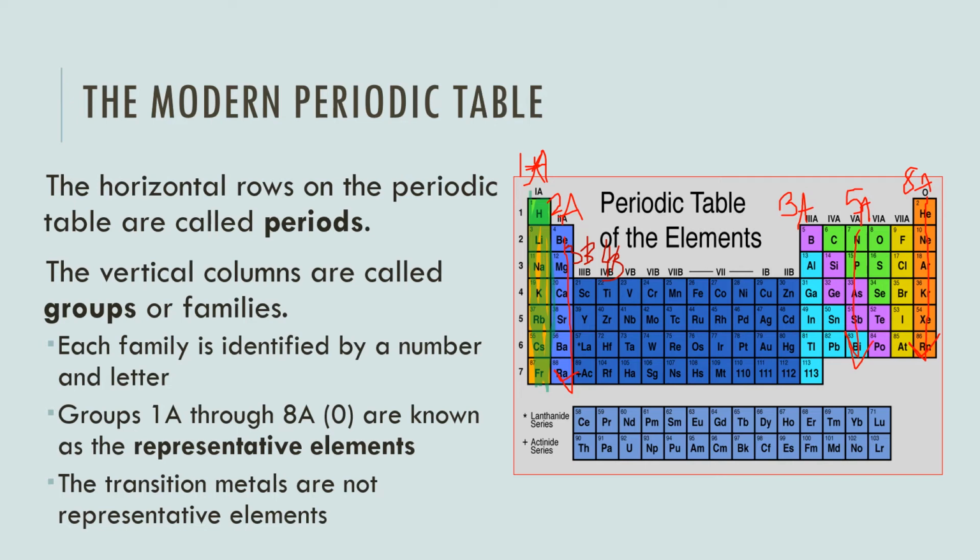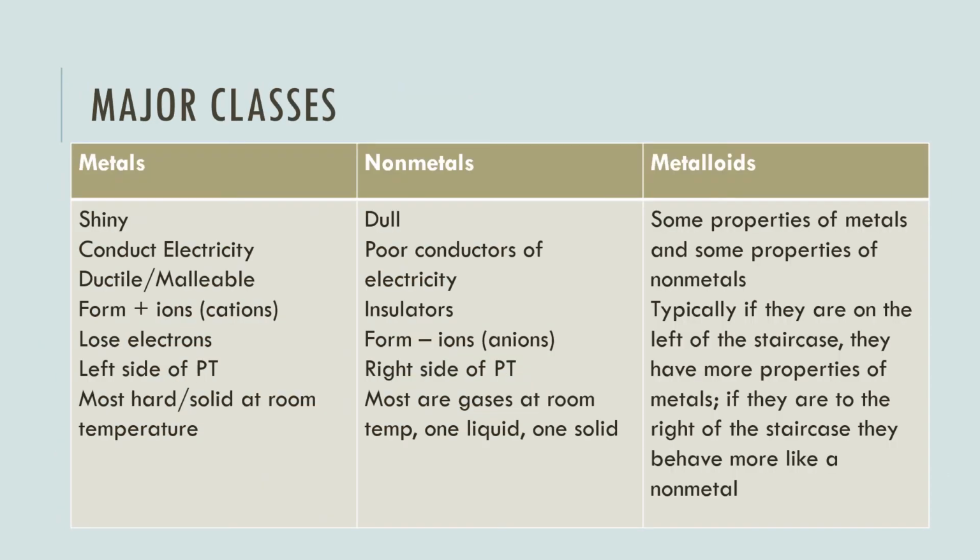We'll talk about transition metals in a few minutes, but I want to make sure that you're clear on both. So representative elements 1A through 8A, their group number represents their number of valence electrons. Non-representative elements are these found right here in the middle. These are your transition metals. Their group number does not represent their number of valence electrons.